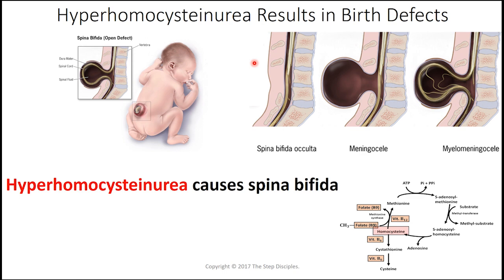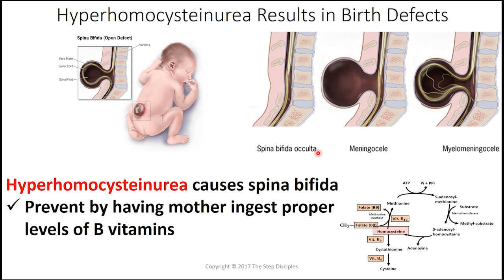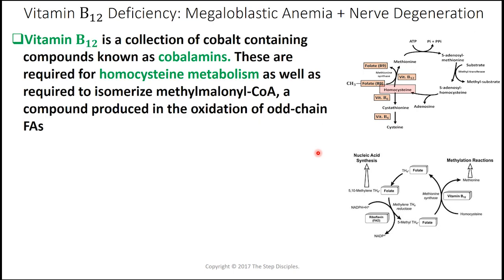Hyperhomocysteinuria causes spina bifida, again. And here are all the vitamins involved in the breakdown of homocysteine. And again, you could prevent this by having the mother ingest proper levels of B vitamins, within 28 days, so beginning of conception and then 28 days after, you want to have her on enough folates.